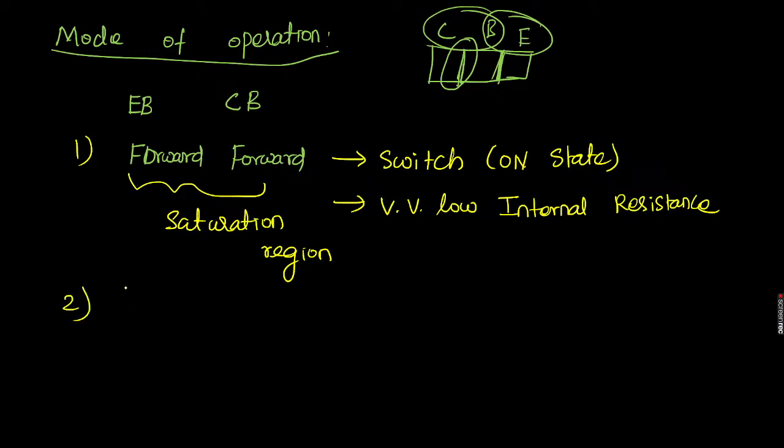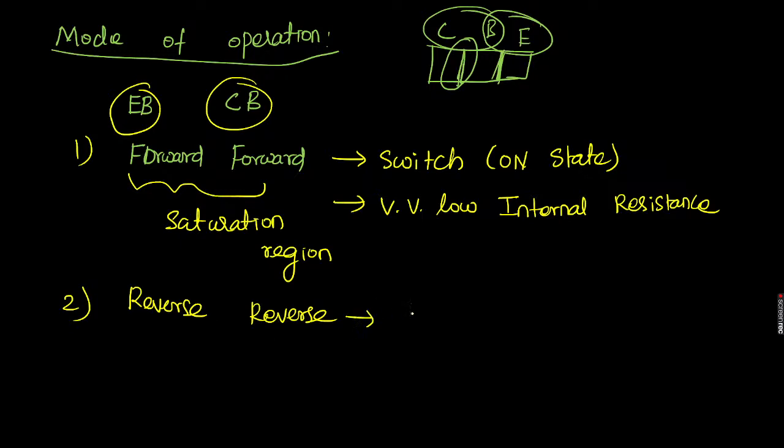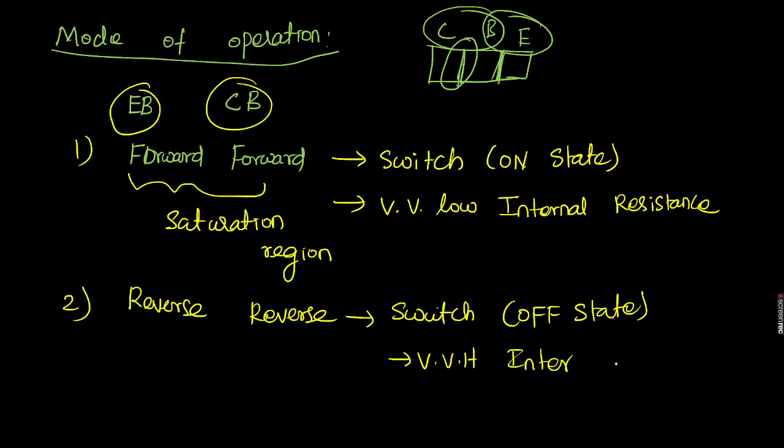Once again let me take the emitter base junction and collector base junction. Let me make both reverse bias. When both the emitter base junction and collector base junction are in reverse bias, in that case also it will act as a switch. Yes sir, but in this case the state of the switch is off state, and the internal resistance will be a very high value. When both are in reverse, this region is called the cutoff region. Yes sir. So let us move on to the third one.